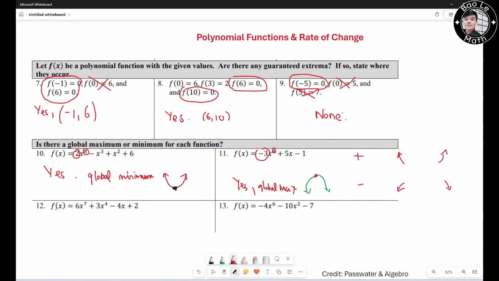Now we look at the next one, number 12. This one has the highest power right here. This is the odd degree, which means it doesn't have a global maximum nor minimum. Now look at number 13, the highest degree is going to be 6, so this is even, and then the leading coefficient is -4. So we're going to use the second case right here. So it's going to be like this. So this one has the global maximum.